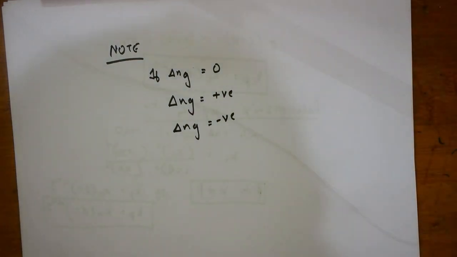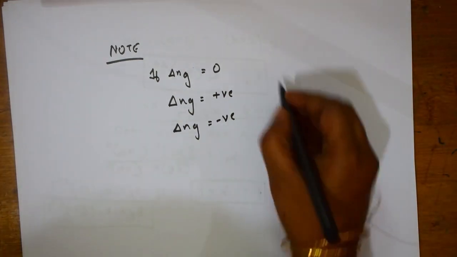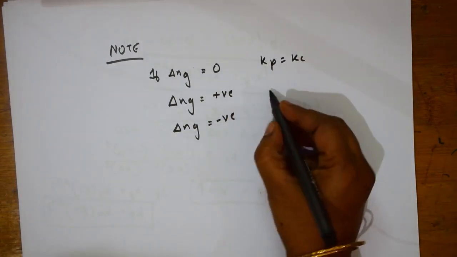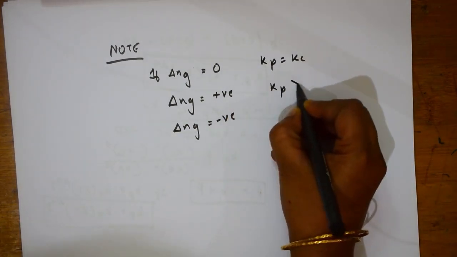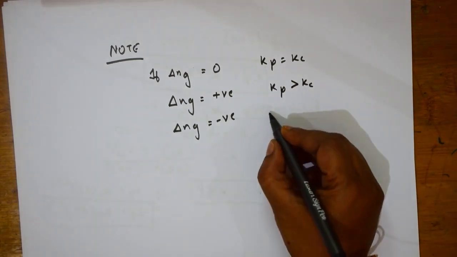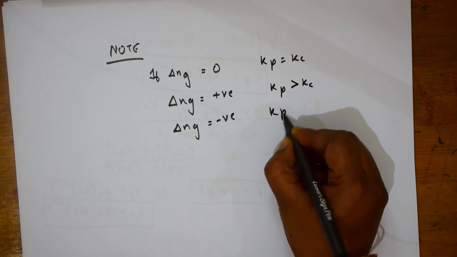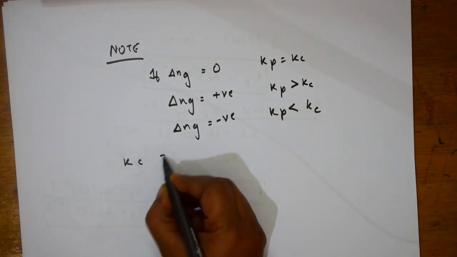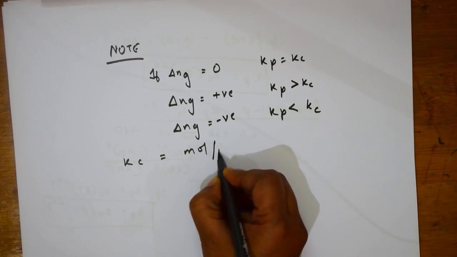Yes. So now, if delta ng is 0, then the condition is Kp is equal to Kc. If delta ng is positive, the condition is Kp will be greater than Kc. Just hope you understood this, Kp and Kc. Then if delta ng is negative, then Kp is less than Kc. Remember this. Now let us write the units for Kp and Kc. So for Kc, the unit is mole per liter.